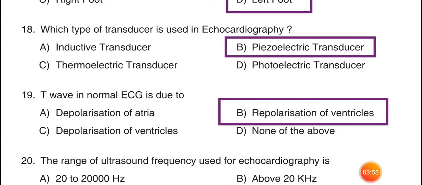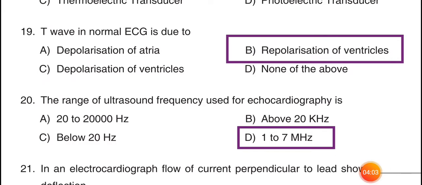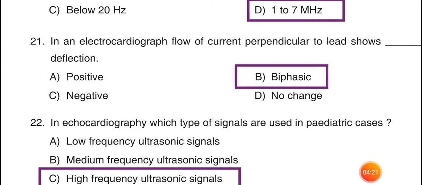18. Which type of transducer is used in echocardiography? Option B, piezoelectric transducer. 19. T wave in normal ECG is due to. Option B, repolarization of ventricles. 20. The range of ultrasound frequency used for echocardiography is. Option D, 1-27 MHz.